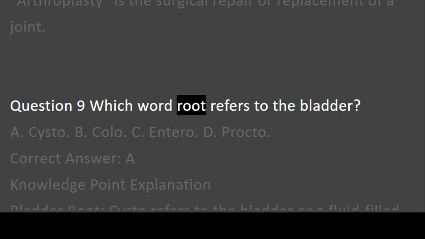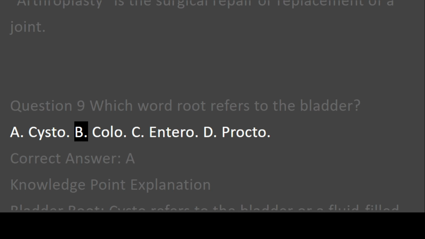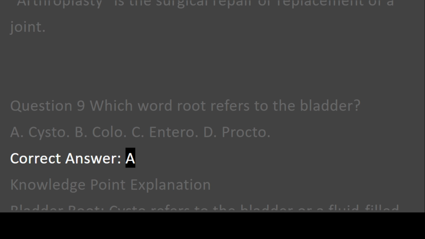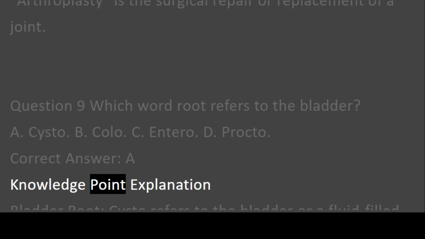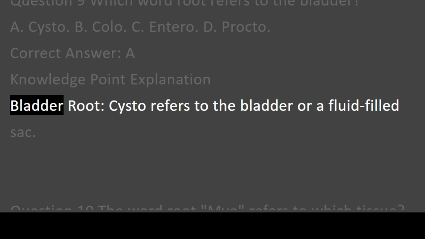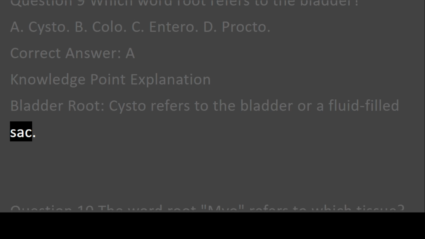Question 9. Which word root refers to the bladder? A. Cysto. B. Colo. C. Entero. D. Procto. Correct answer, A. Knowledge point explanation. Bladder root, cysto refers to the bladder or a fluid-filled sac.